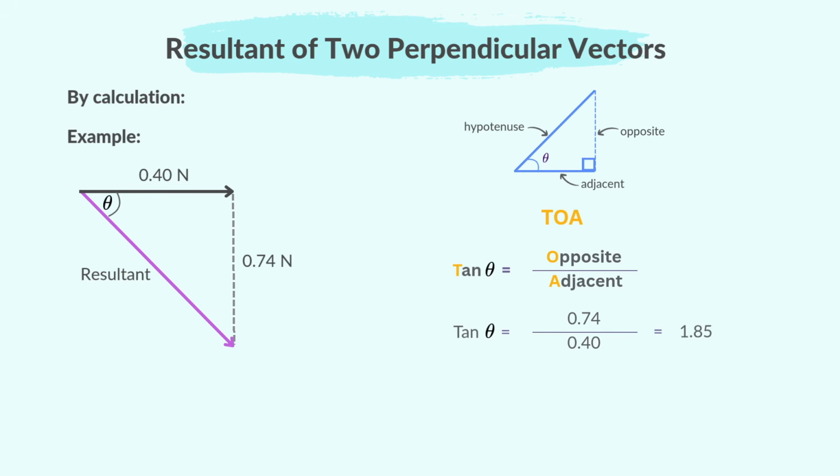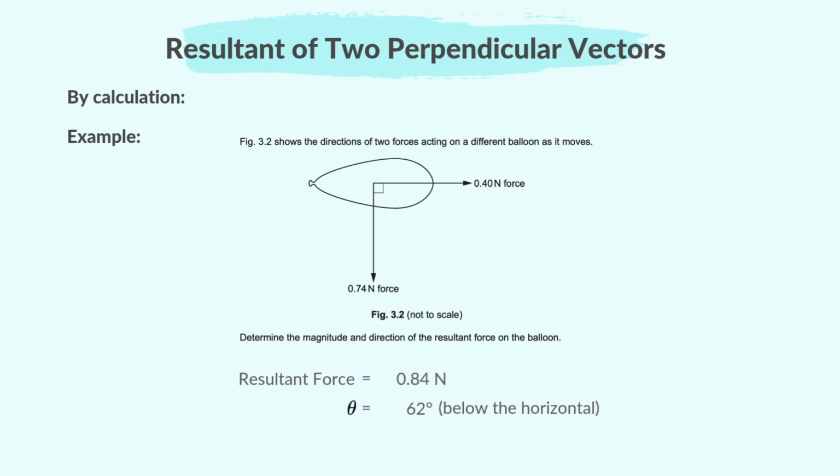Now we find tan inverse of 1.85 using the calculator. Press Shift, then tan, then 1.85, then equals. Theta is approximately 62 degrees. So our final answer is resultant force equals 0.84 newtons, acting at 62 degrees below the horizontal.